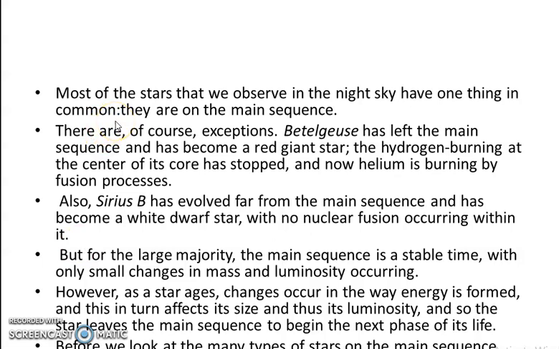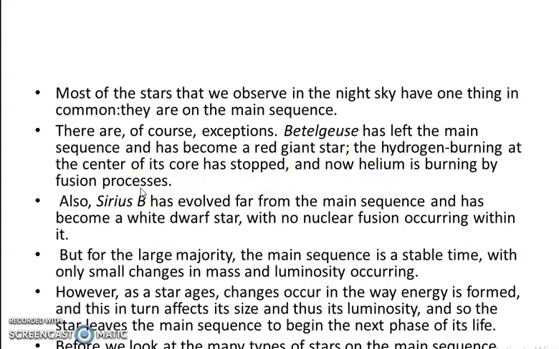One thing is that most of the stars that we observe in the night sky are on the main sequence, but there are some exceptions. For example, Betelgeuse. Betelgeuse എന്ന് പറഞ്ഞാൽ തിരുവാതിരയാണ്, തിരുവാതിര നക്ഷത്രം. അത് മെയിൻ സീക്വൻസ് ലീവ് ചെയ്തിട്ടുണ്ട്. So Betelgeuse has left the main sequence and now it's a red giant star. The hydrogen burning at the center of its core has stopped. So now the helium burning by fusion continues in Betelgeuse.